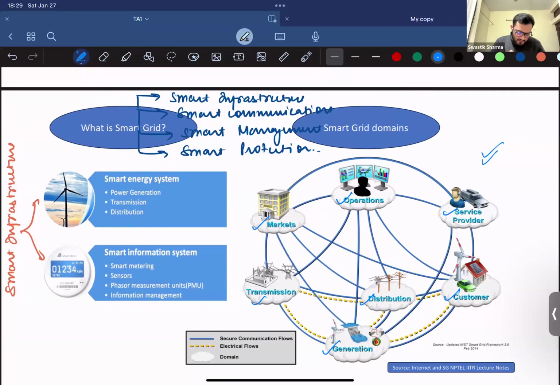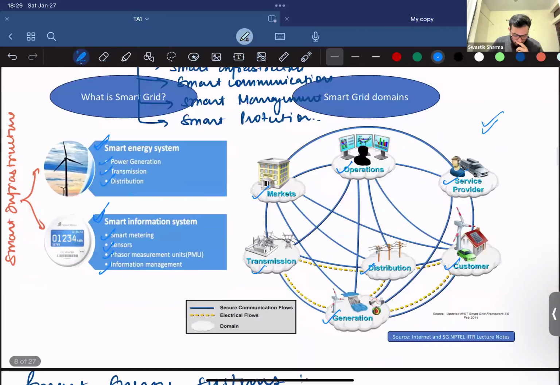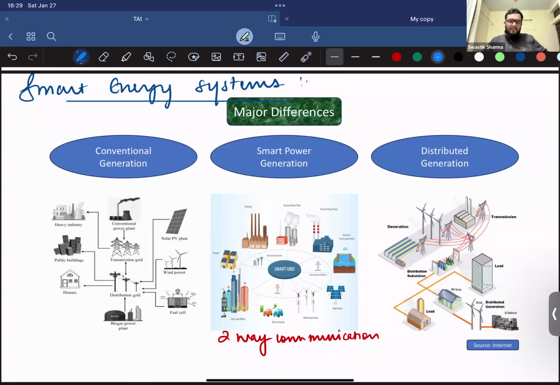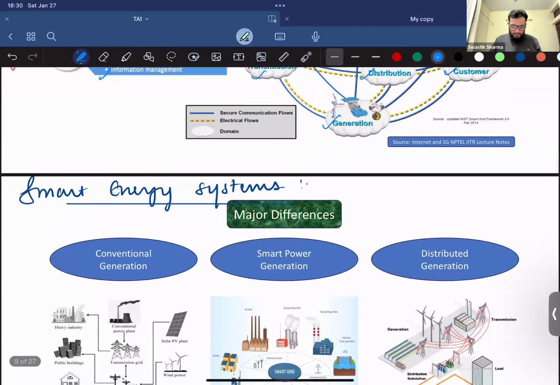So what is smart infrastructure? We generally have two different ways in which we define our smart infrastructure. One is a smarter energy system with smart power generation, transmission and distribution, and the other is a smart information system with smart meters, sensors, PMUs, and information management. So what is the major difference between conventional generation, the smart power generation that I just told you about, and one more, distributed generation, that I'll tell you about.